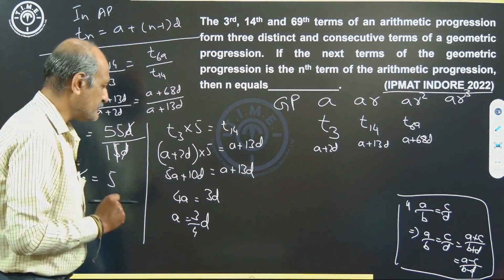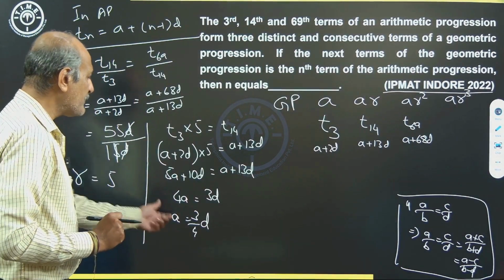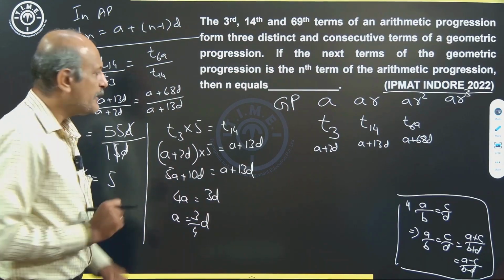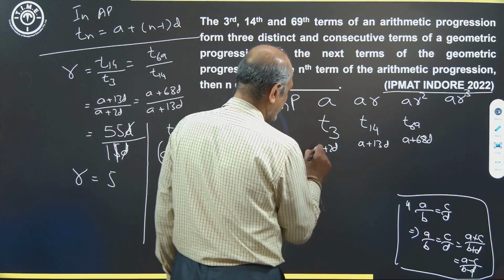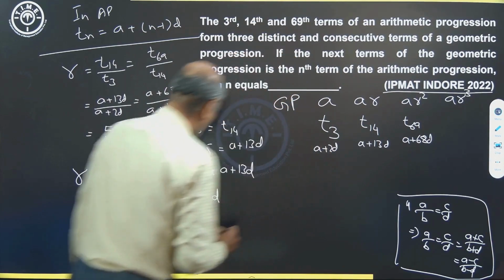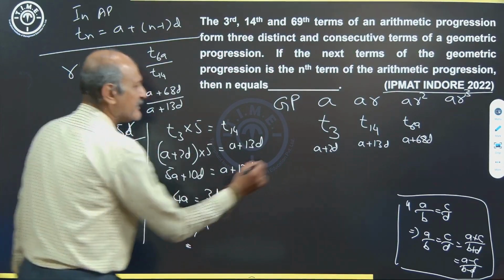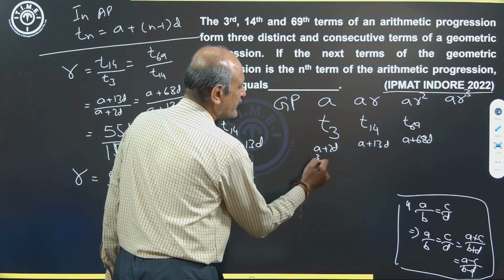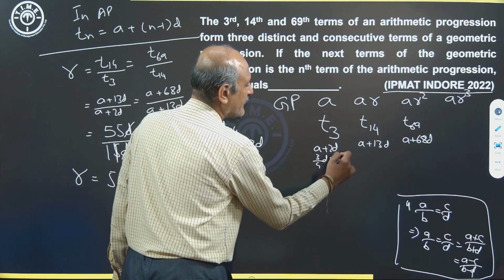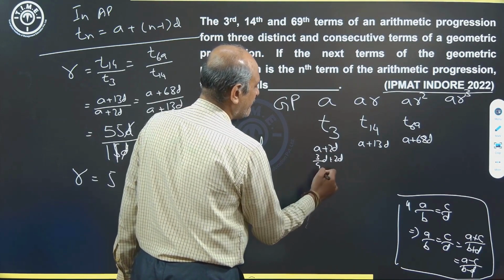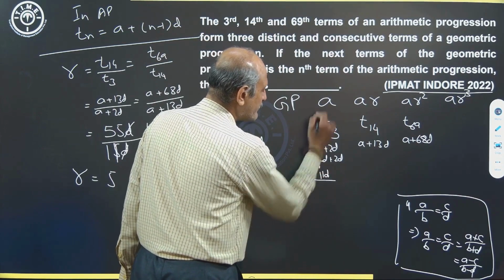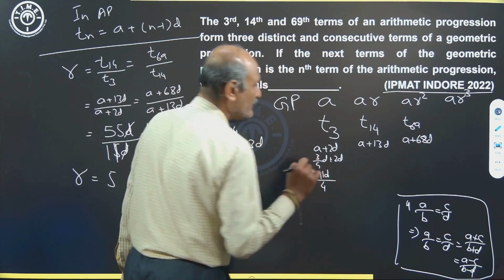Now you observe, if you replace this A with 3/4 of D, you are going to get like this. Please see here: 3/4 of D plus 2D here. How much does it come? 8, 9, 10, 11. So the first term is 11/4 into D.